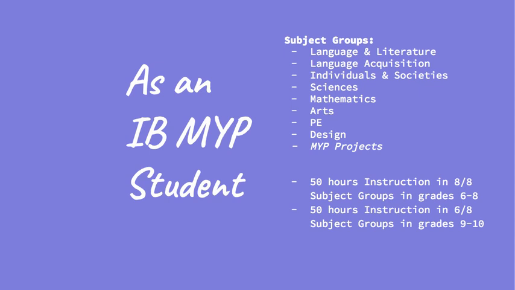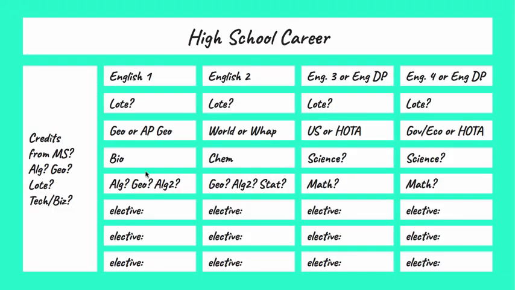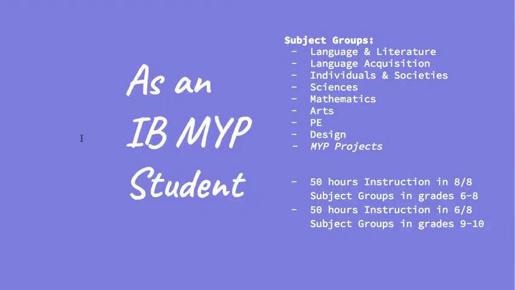Now, we talked a little bit about the requirements and we talked about the schedule a little bit, right? But there are some stipulations as well. So as an IB MYP student, which if you're 6th through 10th grade you are, you're supposed to be in the different subject groups, right? So most of these are already covered just by the requirements of Texas.